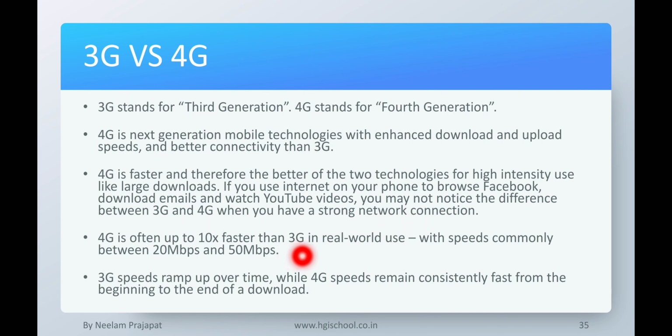So 4G is often 10 times faster than 3G in real world use, with speeds commonly between 20 Mbps and 50 Mbps. 3G speeds ramp up over time, while 4G speeds remain consistently fast from the beginning to the end of a download.